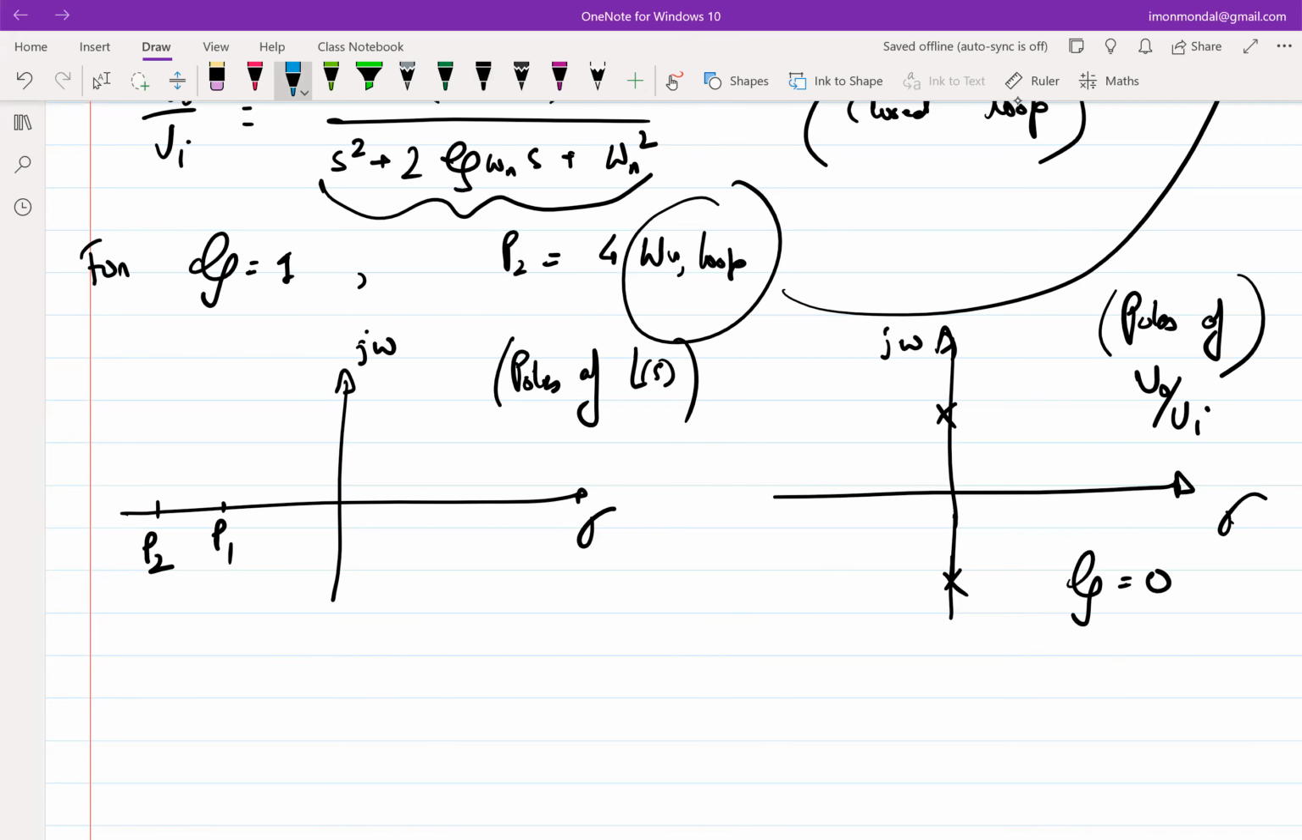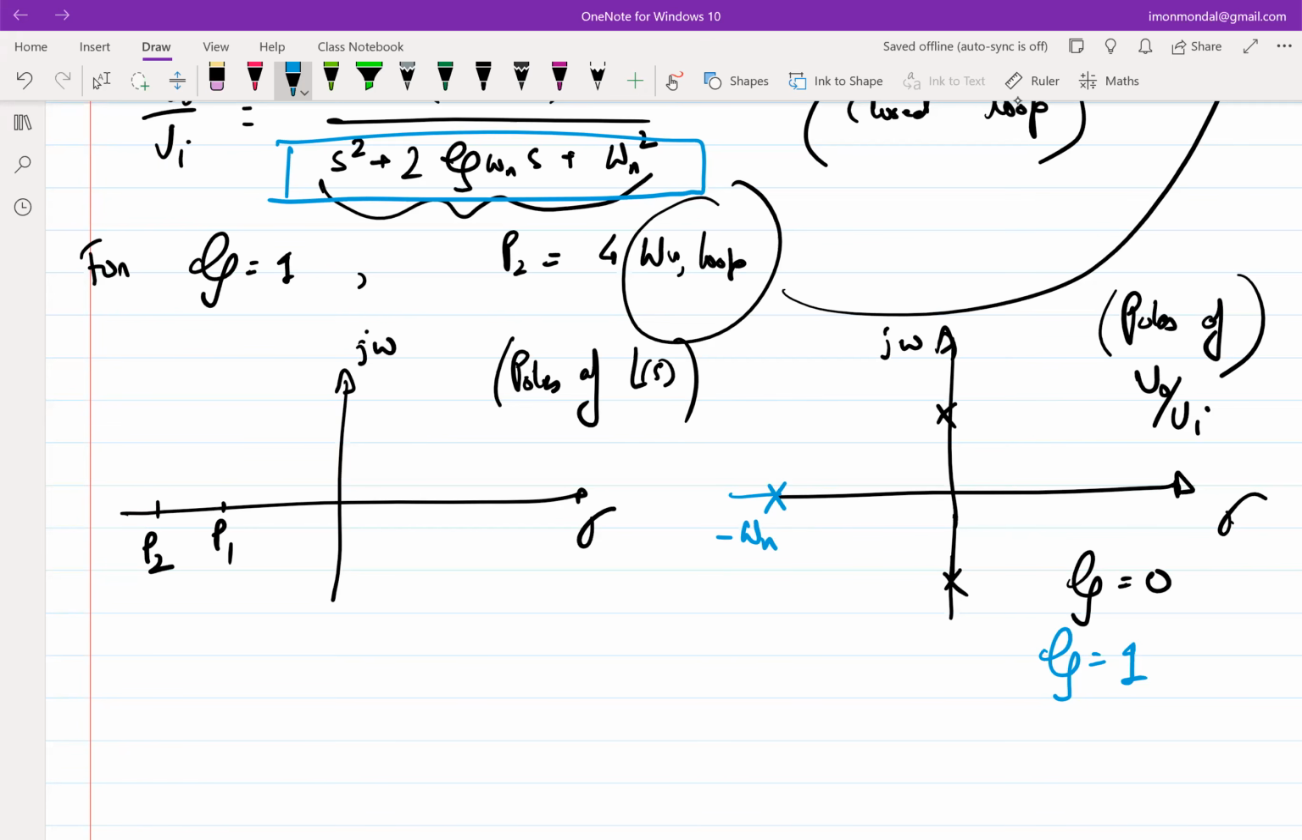And if zeta is not equal to 0, let's say zeta equal to 1, where will the poles lie? Look at this equation. Zeta equal to 1. Exactly at minus omega n, right? Both of them will lie on minus omega n. So somewhere over here, minus omega n. And omega n is real. So you will have real roots.